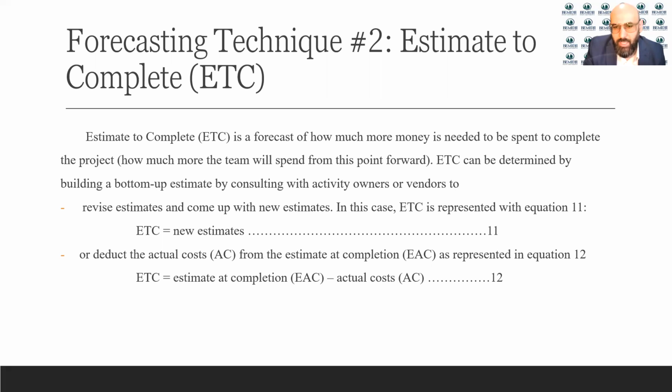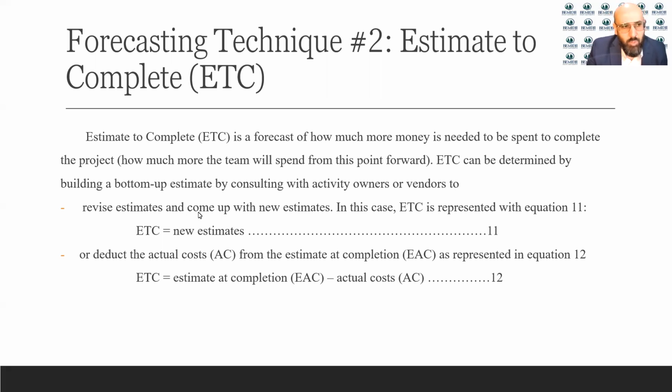In this case, the ETC is represented with the following equation. The ETC would be equal to the new estimate. Again, you go talk to the owner of that process and ask them how much they need to finish that activity, and that would be the estimate to complete. Or you could deduct the actual cost from the estimate at completion, and this is summarized by equation number 12, EAC minus the actual cost.